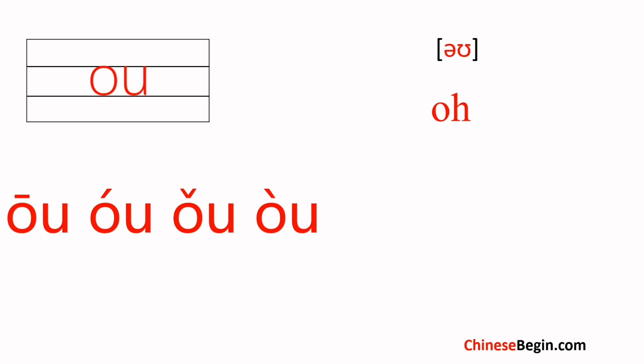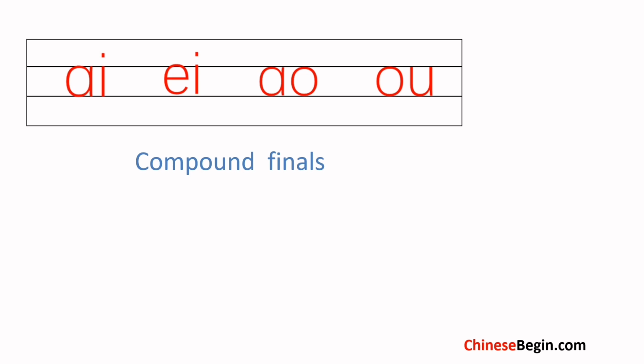Next one is ou. Ou is composed of o and u. It sounds like o in English. Ou, ou. Please read after me. Ou, ou, ou, ou. Ai, ei, ao, and ou. They are four compound finals.